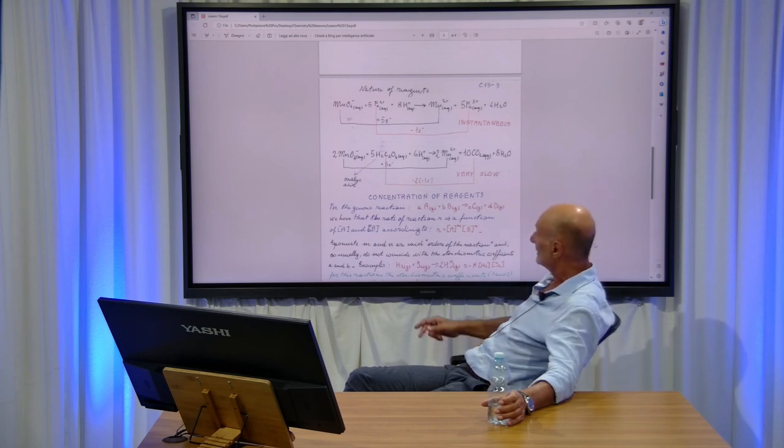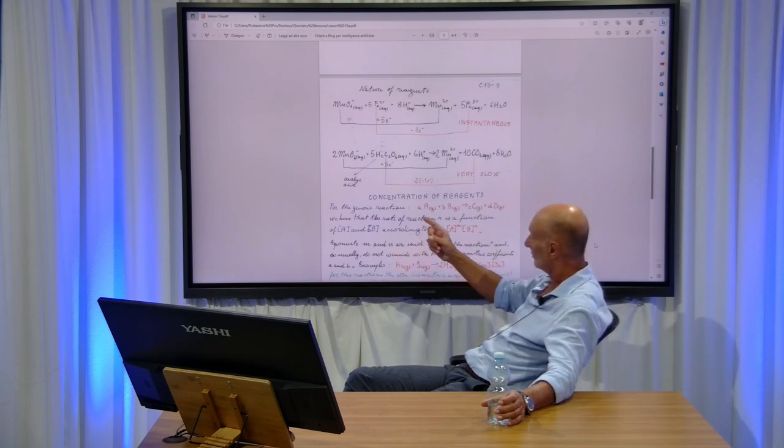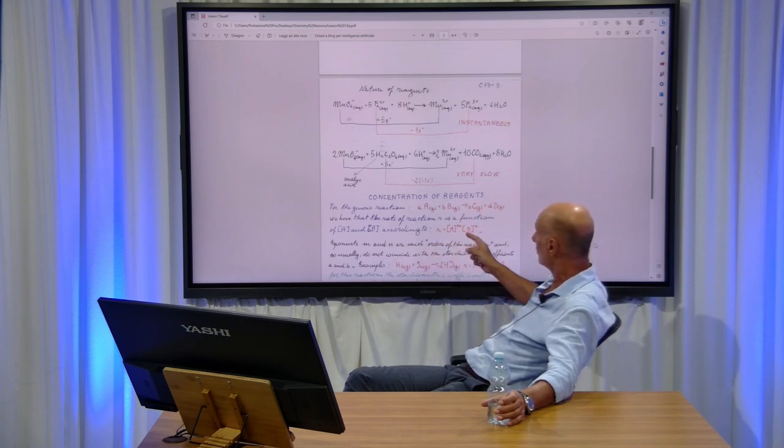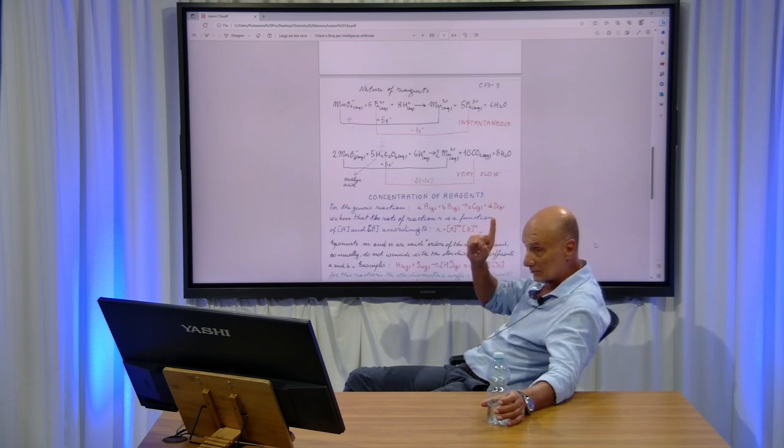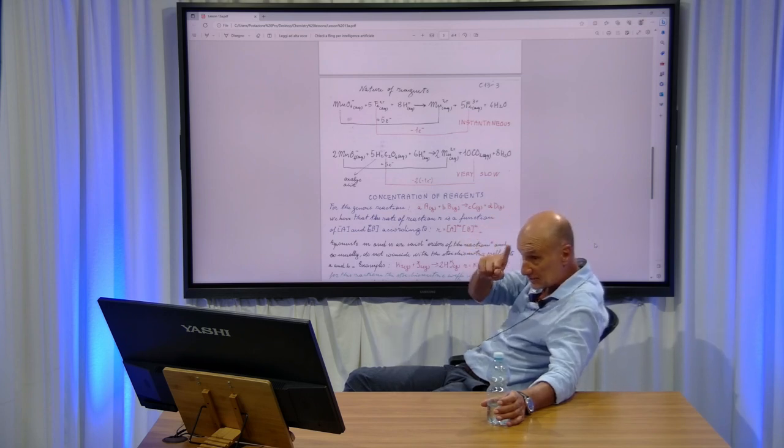We have that the rate of the reaction R is a function of the concentration of A and B according to this law, R equal to concentration of A elevated to the exponent m and concentration of B elevated to the exponent n. In general, be very careful to this point.